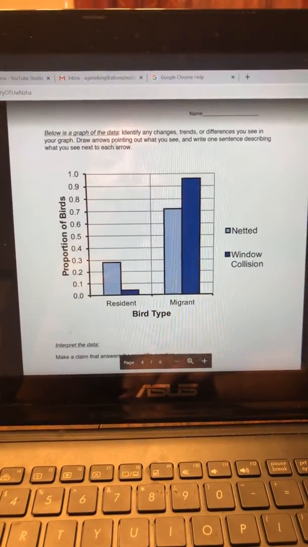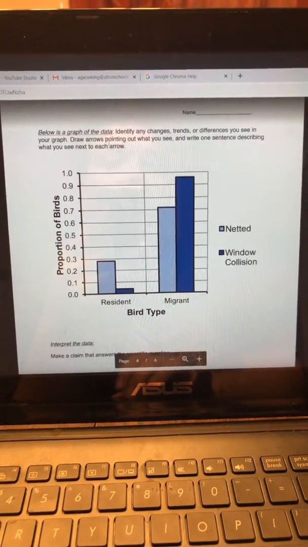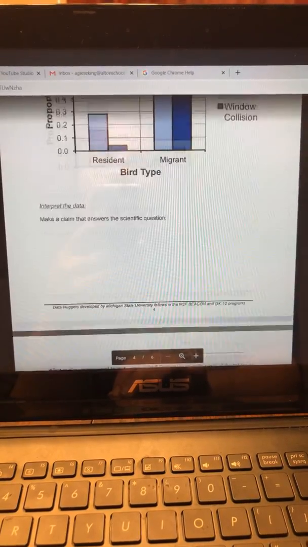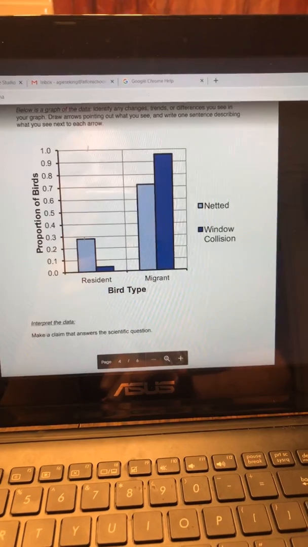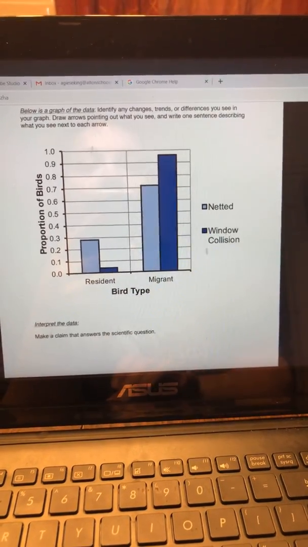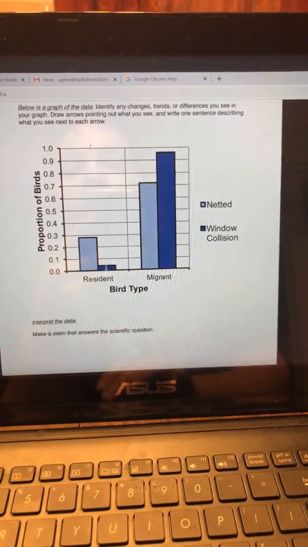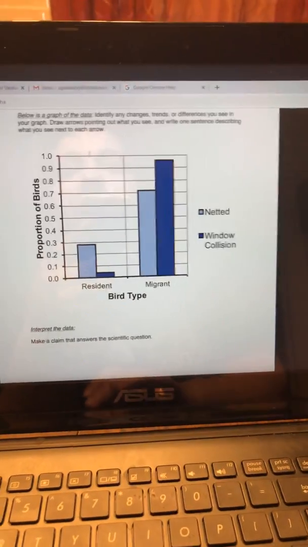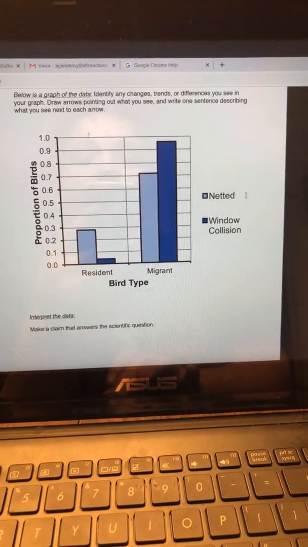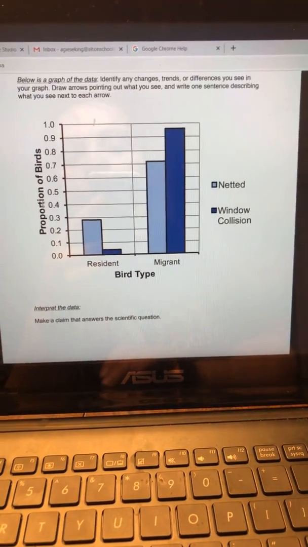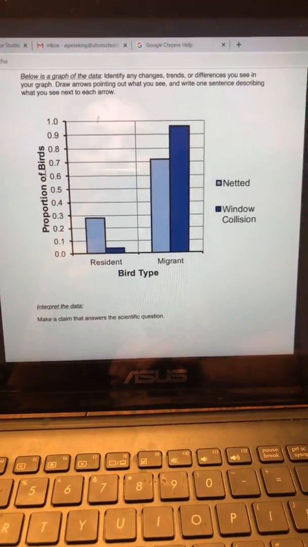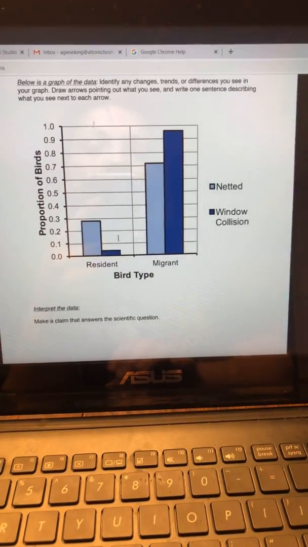All right, here's a graph that graphs this data. So residential birds netted here, window collisions here. And then that's for residential birds. Then we have migrant birds, netted, and window collisions. Okay, so this is the proportion of birds. So it's more of a percent than it is a number.